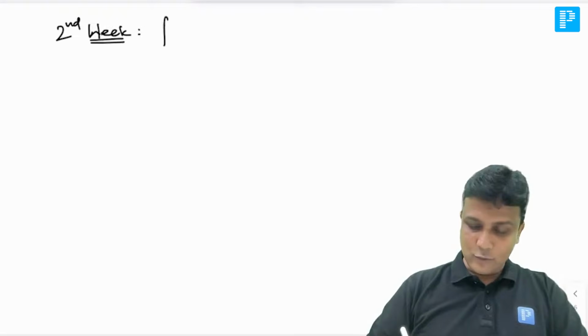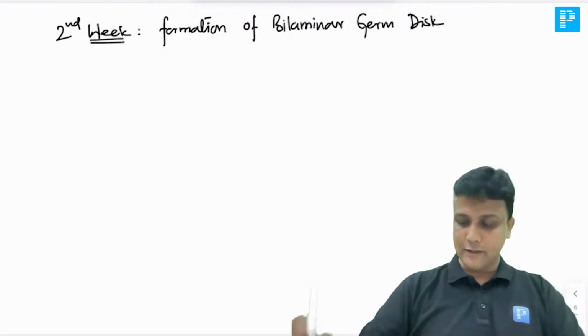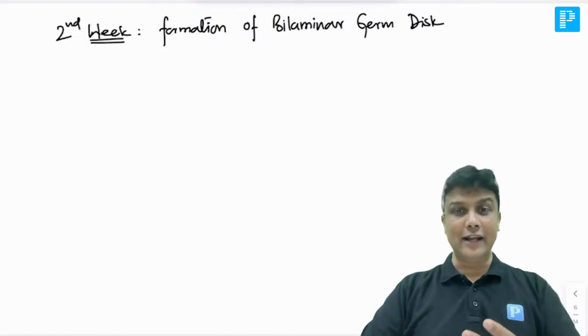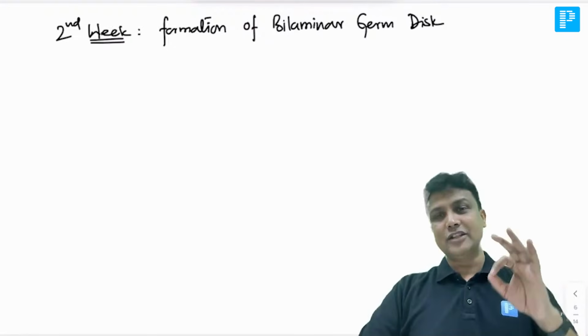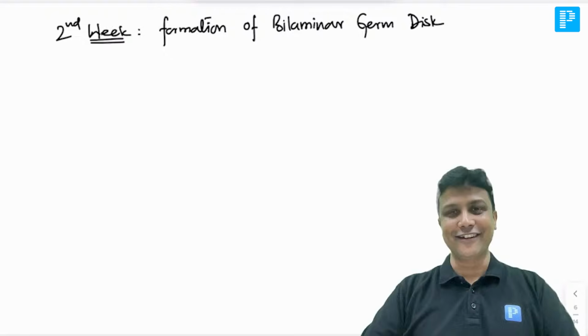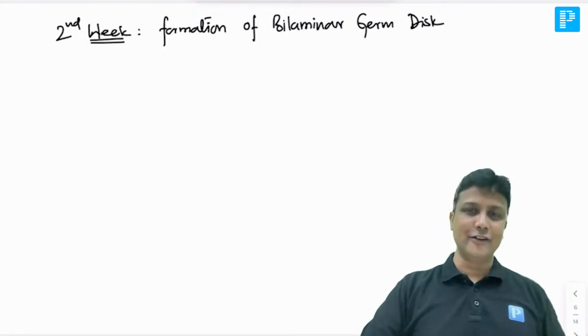So remember, in the second week, there will be formation of bilaminar germ disc. The formation of bilaminar germ disc in the second week. Clear? Not the trilaminar. I hope you have all heard about the three germ layers, right? The three germ layers, ectoderm, endoderm and mesoderm, will be formed in the third week. It's very much symmetrical here. So in the third week all three germ layers form, but in the second week there will be bilaminar germ disc.